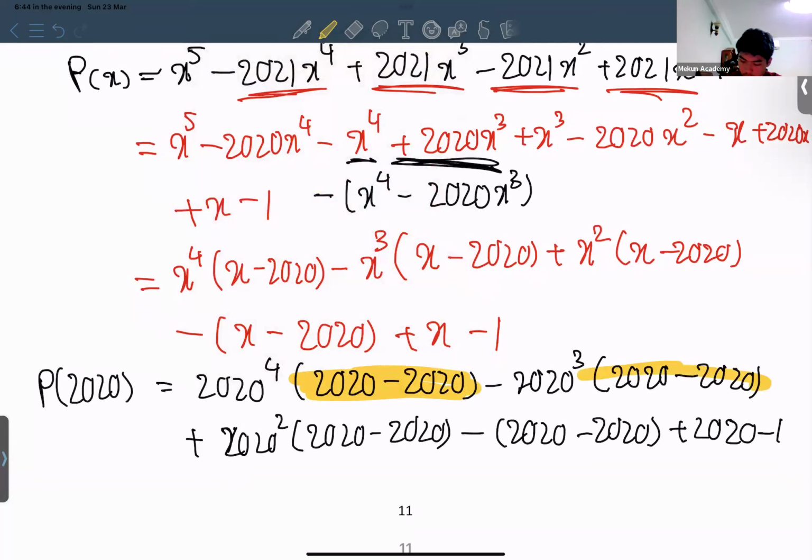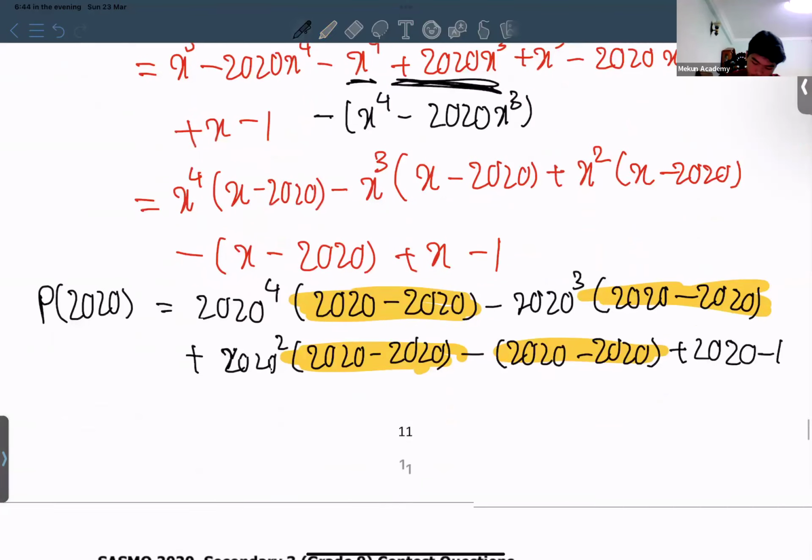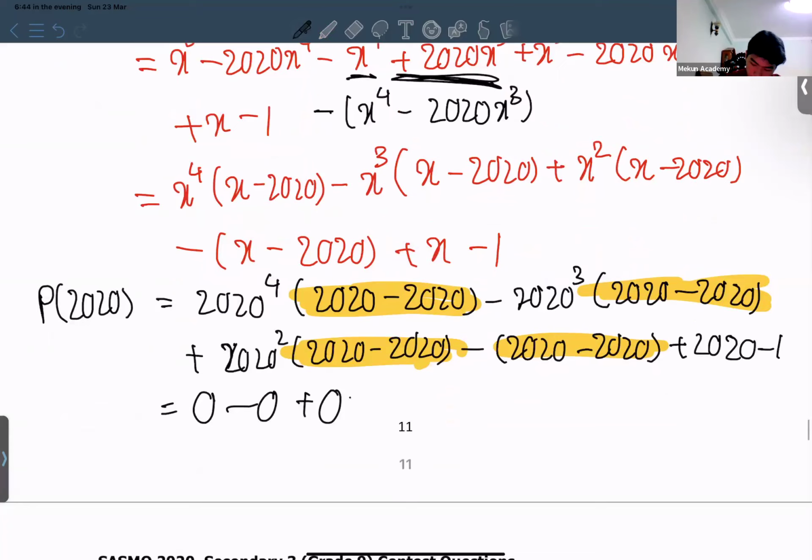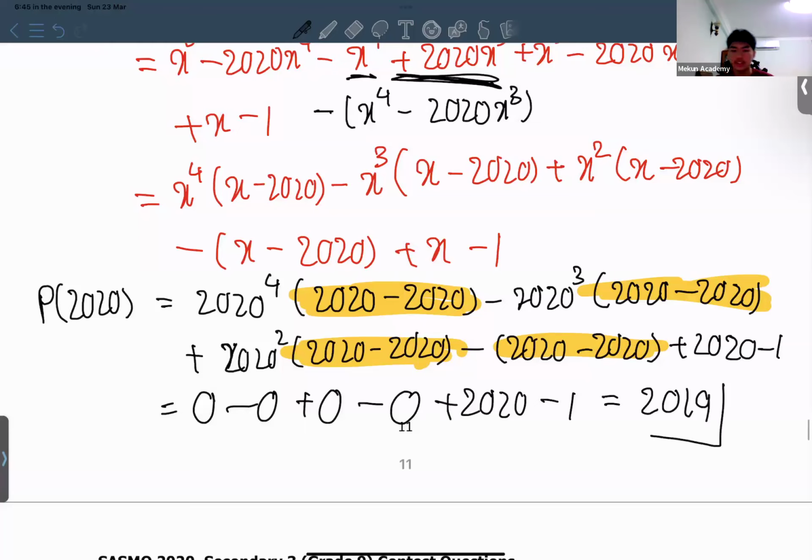So from this, you can just look, this one equals to 0, this one equals to 0, this one equals to 0, and this one equals to 0. So you can just write it 0 minus 0 plus 0 minus 0 plus 2020 minus 1, which equals to 2019. So 2019 is our answer. So is there any questions? If there's none, please let me know in the chat so we can move on.